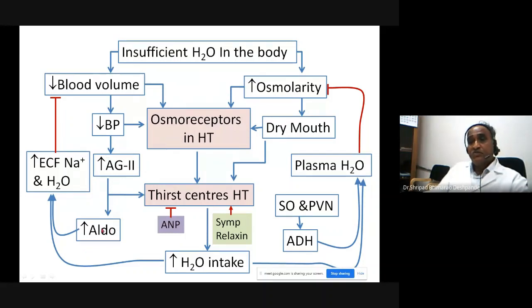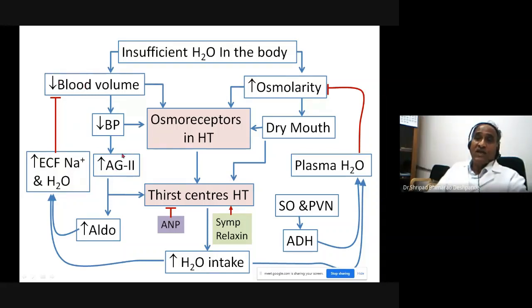Angiotensin II increases the aldosterone secretion. This aldosterone in turn reabsorbs sodium from the distal nephron, mostly the distal nephron. Now the water comes along with the sodium, so that will try to increase the extracellular fluid volume, and this increased extracellular fluid volume tries to balance the decreased blood volume. So that would compensate for the decreased blood volume.